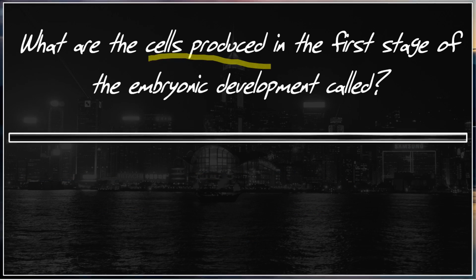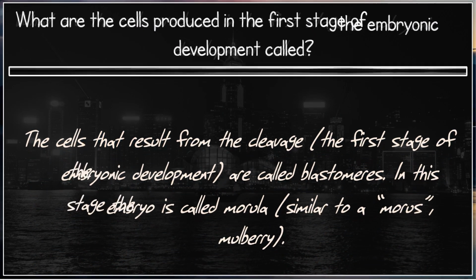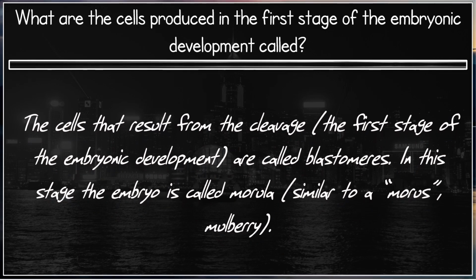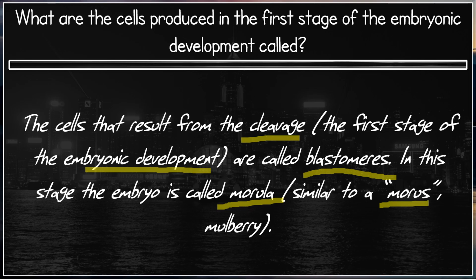What are the cells produced in the first stage of the embryonic development called? The cells that result from cleavage, the first stage of the embryonic development, are called blastomeres. In this stage, the embryo is called morula, similar to morus, mulberry.